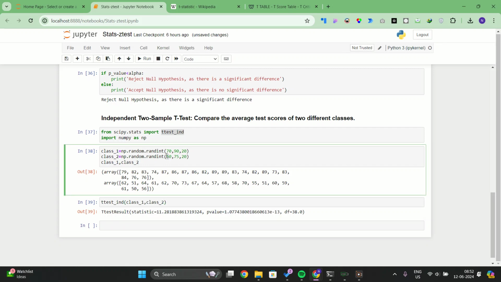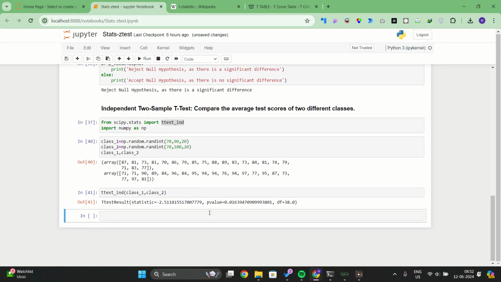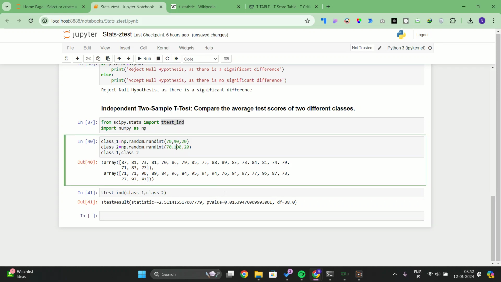Let's say we try to change the value here. Even we can make it probably 100, I believe. And let's see. Okay, yeah, still there is a significant difference. You can see the p-value is 0.016, and we have the t statistic to be minus 2.511.